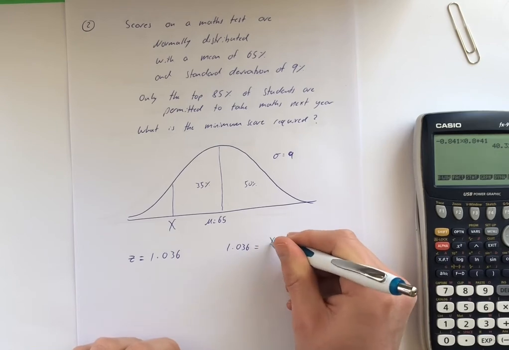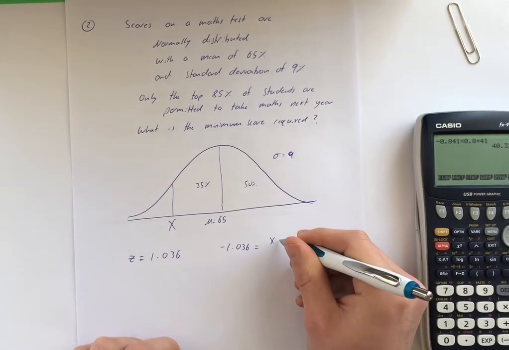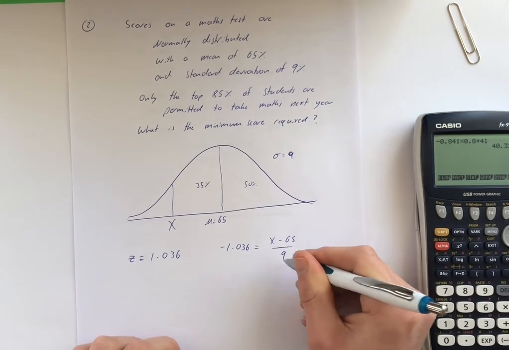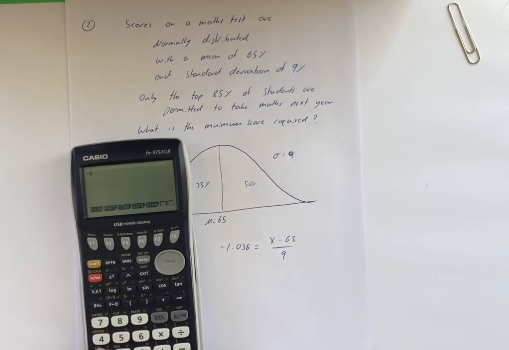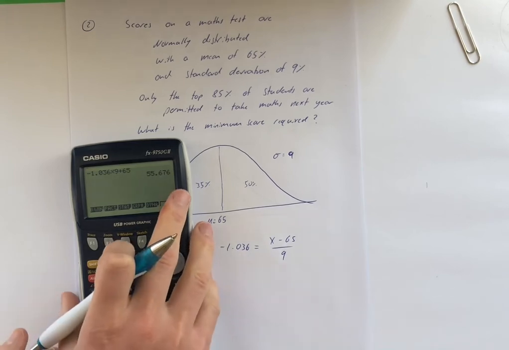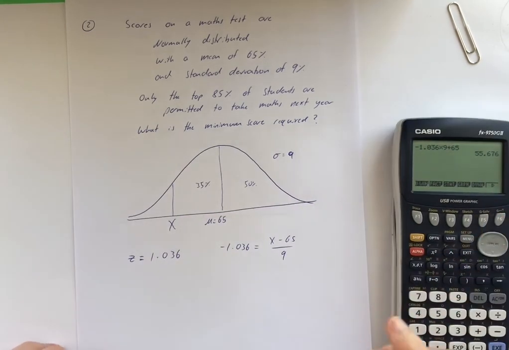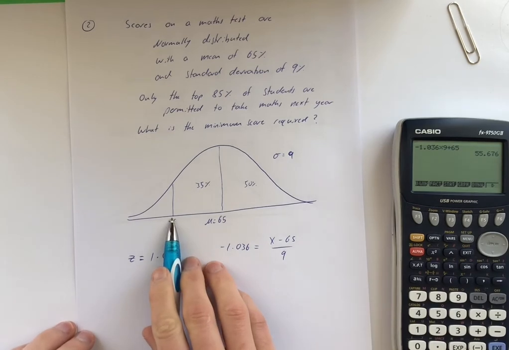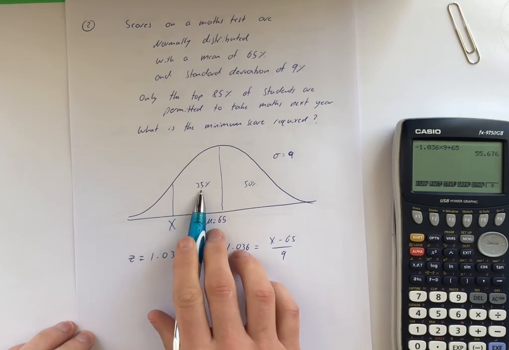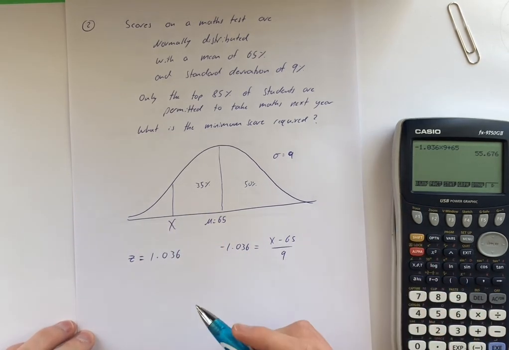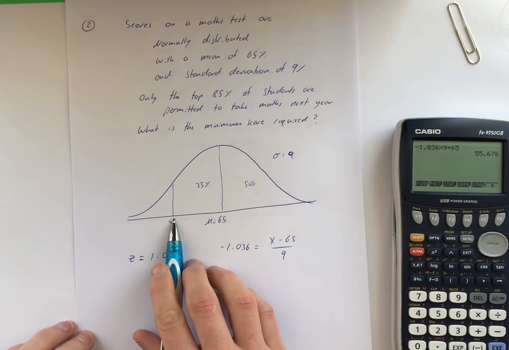1.036 is equal to negative, because we're on the left, minus 65 over 9. So let's get the calculator out. Negative 1.036 times 9 plus 65, 55.67. What way can I round that? I'm going to have to round that up, aren't I? I can't round down because I'm going to now get more than 35%. So 55 point, I have to round it up to 7.